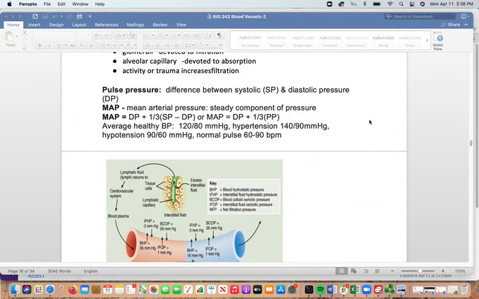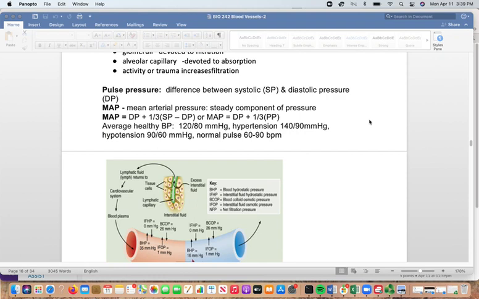Today we're going to continue with the lecture on the blood vessels, looking at the pressure in the blood vessels. So to really understand blood pressure, you do have to look at things both in the heart and with the blood vessels, since both of them are going to play a part in it. Your pulse pressure is the difference between the systolic and diastolic pressure.